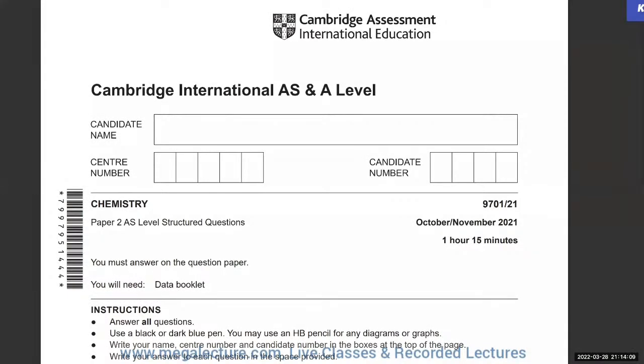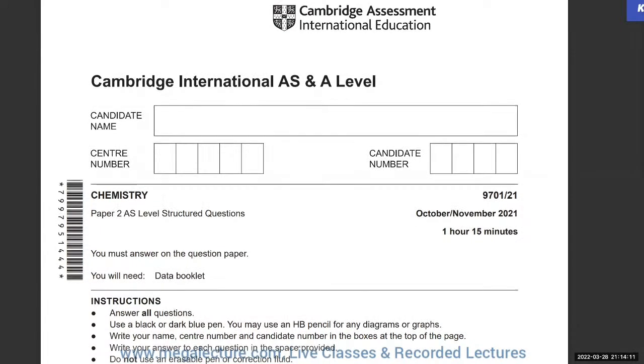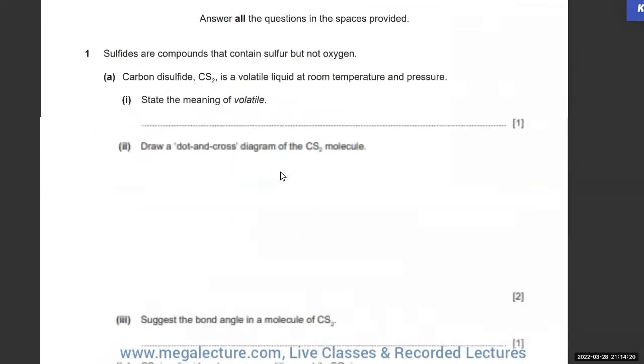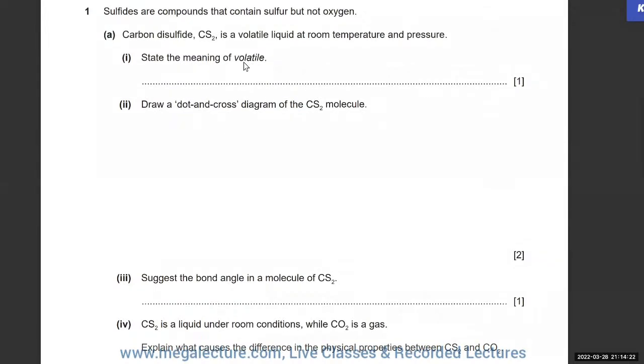Just make sure you have a calculator with you. Summer 21. The first one, state the meaning of the term.